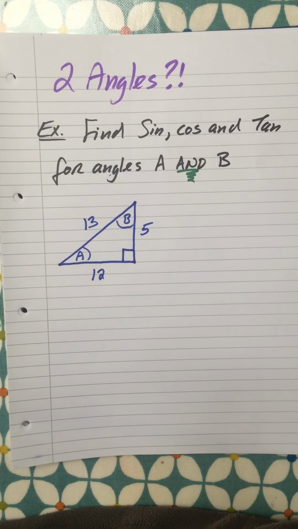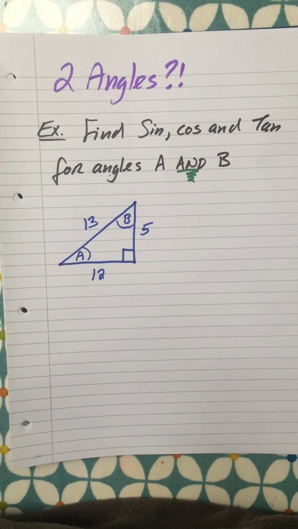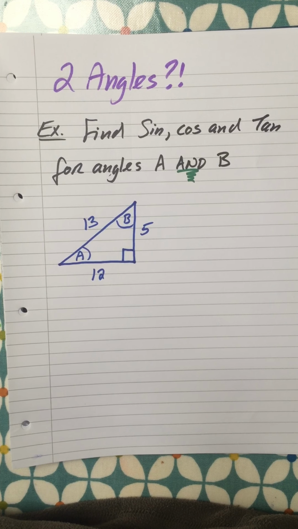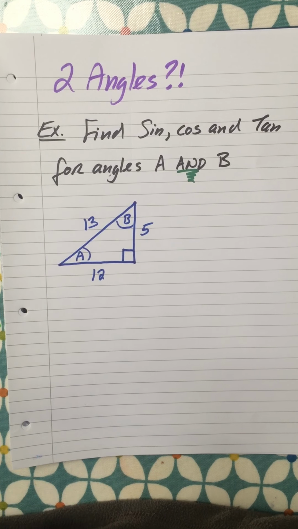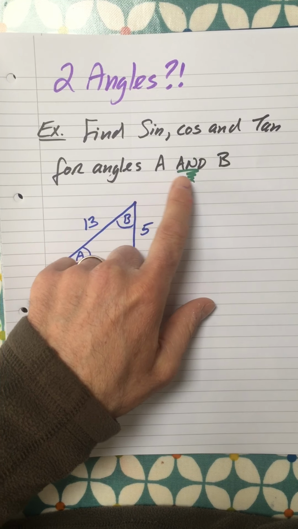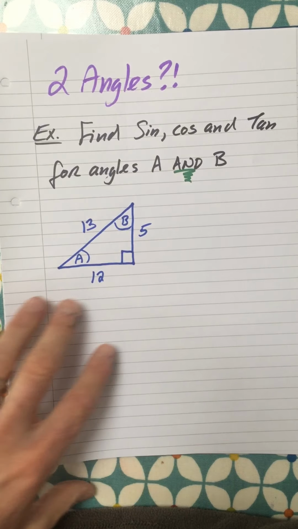Okay, in this video I'm going to show you how we find sine, cos and tan when we're given two angles inside the right angle triangle and we're asked to find the sine, cos and tan of both angles. Okay, so here's an example. Find the sine, cos and tan for angles A and B, so for two angles.